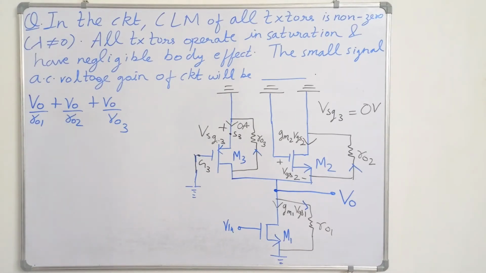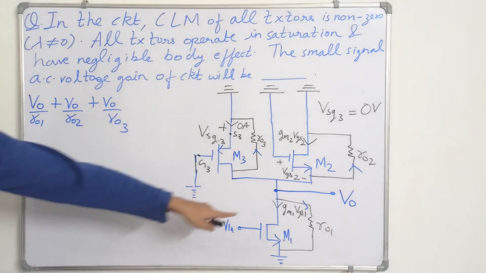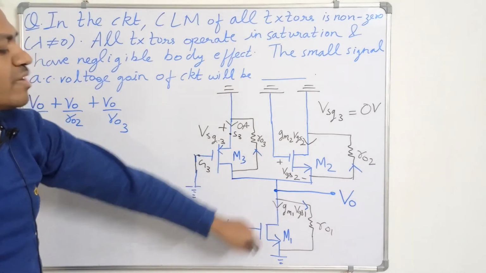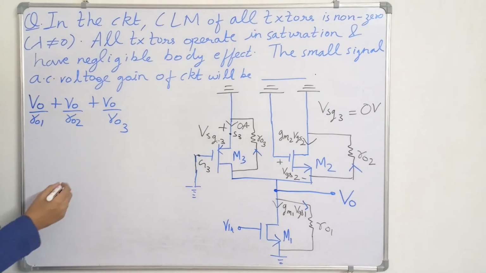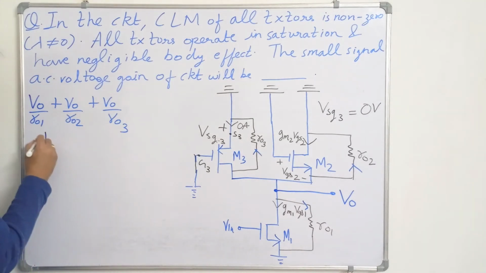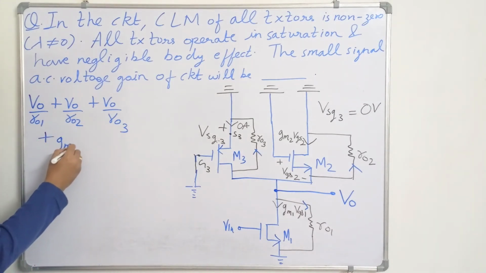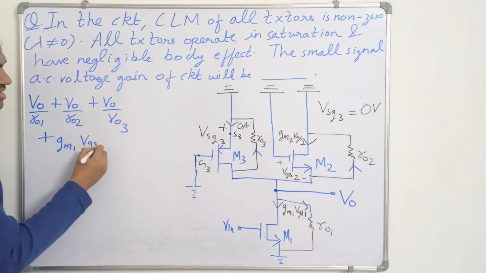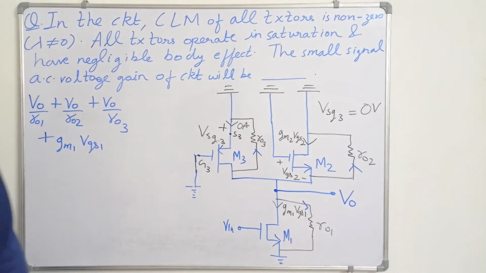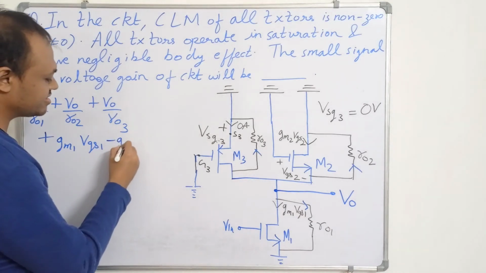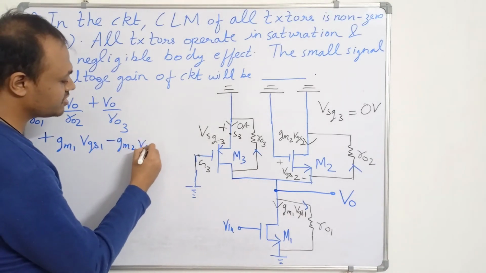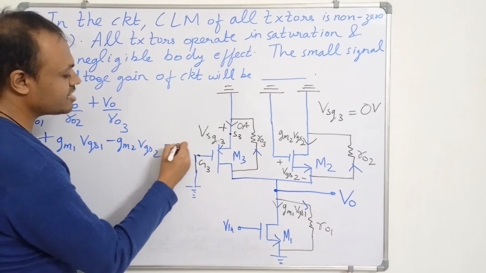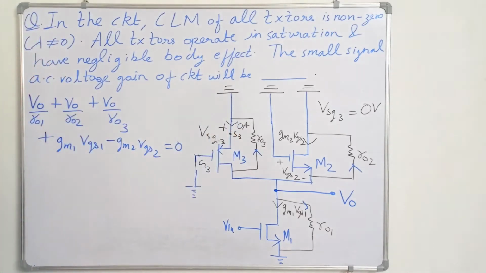Then this is another outgoing current, GM1 VGS1. So we can write plus GM1 VGS1. Then this current GM2 VGS2 is an incoming current. So we have to write minus GM2 VGS2 and equal to 0, because this current is obviously 0 ampere.